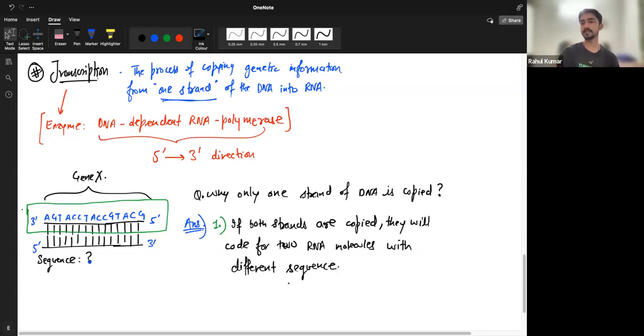And what is the consequence of this? Write down. Two different RNA sequences coming from the same segment of DNA will further code for two different proteins. Does that make sense?